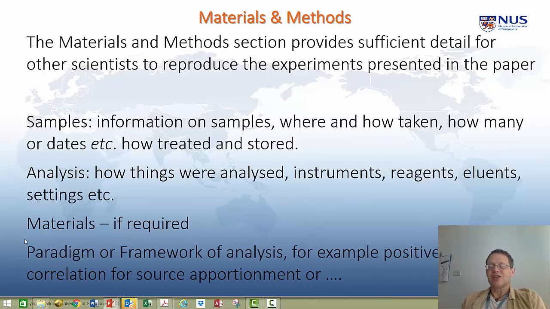For me, I'm looking just at the moment at positive matrix factorization. It's a way of looking at source apportionment and correlating components. That's just the work I'm doing. Here, you might have the statistical basis of your analysis. What analytical tools are you going to use to analyze your results? And in the environment, that's pretty much a must.